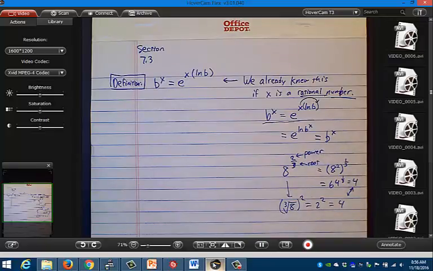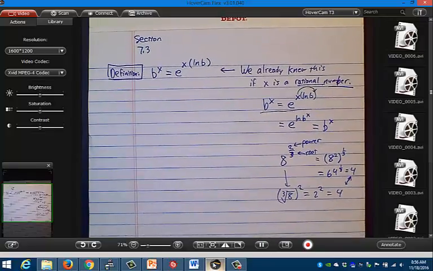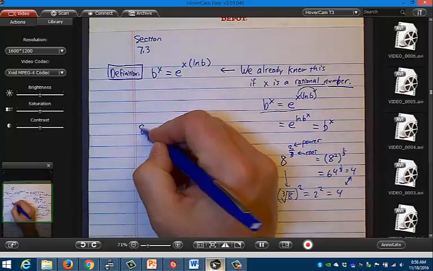But now give me an irrational number, just so we have pi. What if I said 8 to the pi power?